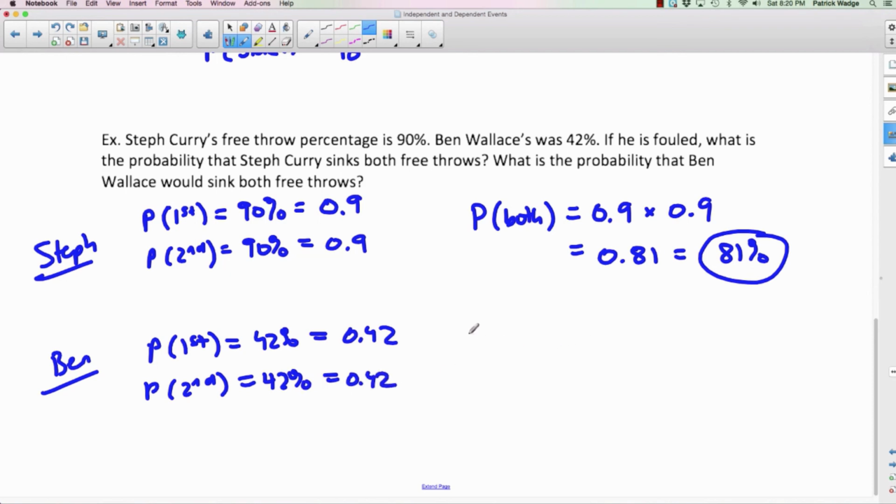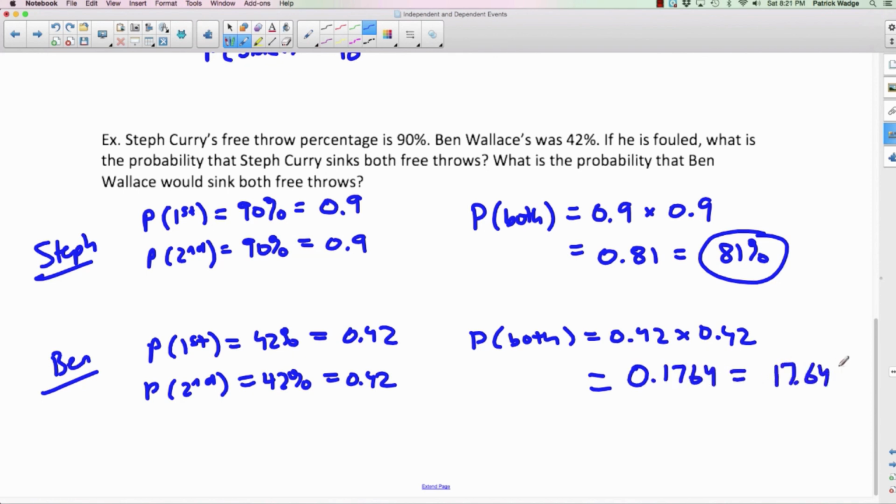So his probability of getting both of them, goes to the line. What's the probability he makes both shots? You got to do 0.42 times 0.42. It's actually going to be a pretty low amount. You get 0.1764 for a percentage of 17.64%. That stinks.